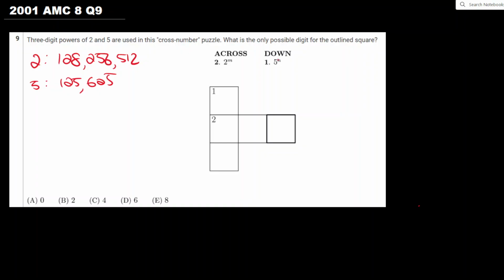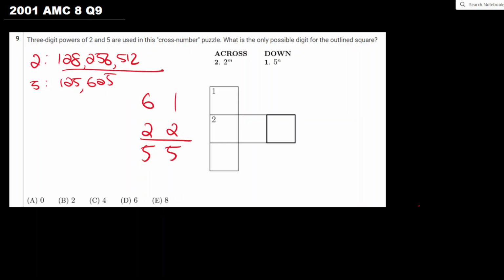So we know that 5 to the power of something is what goes down, and that 2 to the power of something is what goes across. Therefore, regardless of whether we have 625 or 125, we know that 2 is our center digit.